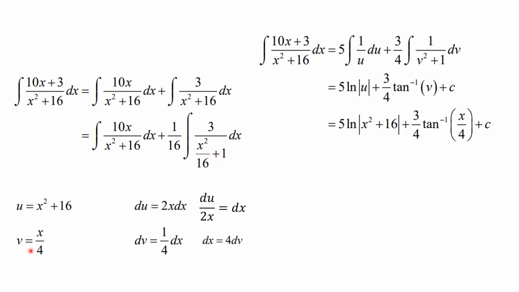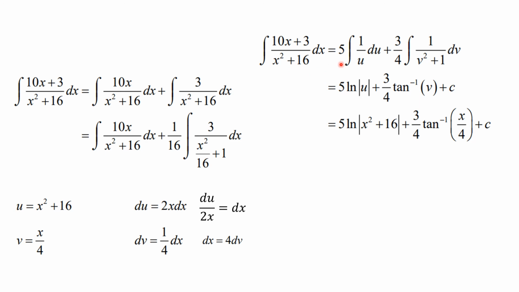So you see the substitution we're going to use there, we're working towards getting an inverse tangent, is v is equal to x over 4. That means dv is 1/4 dx. That means dx is 4 dv. So let's pick up the problem then again.